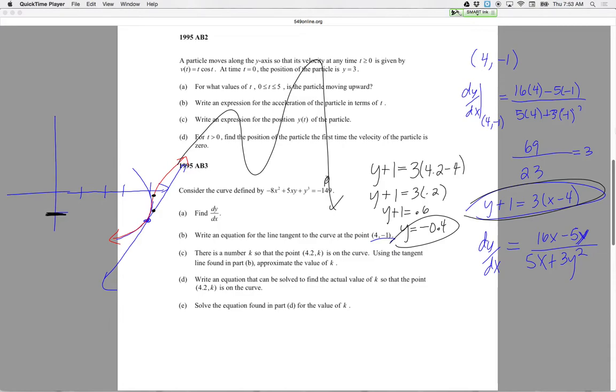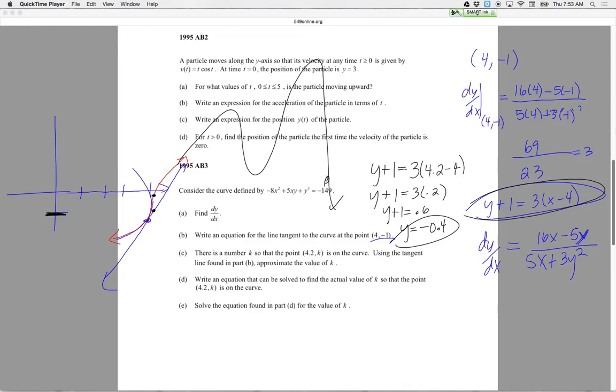It is negative. So it is? Oh, you do the next part. It says, use the tangent line found in part... Negative 0.37. So write an equation that can be solved to find the actual value of k so that the point on 4.2 is on the curve. So what do you do in part D? Plug it into the original. So if you plug it into the original, now they're just comparing the actual value with the approximated value.